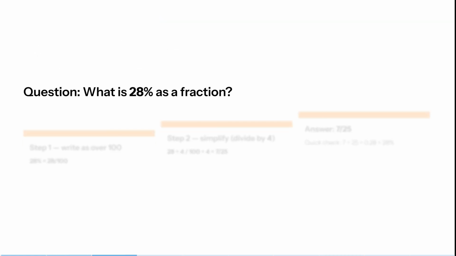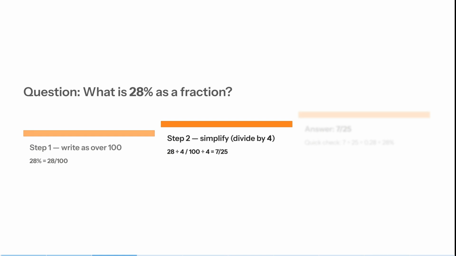Next one, 28% as a fraction. So that's 28 over 100. We can simplify by dividing by 4. 28 divided by 4 is 7. 100 divided by 4 is 25. Put that together, 7 over 25 is a simplified version. That's our answer. And you can check, 7 over 25 gives us 0.28, which is 28%.